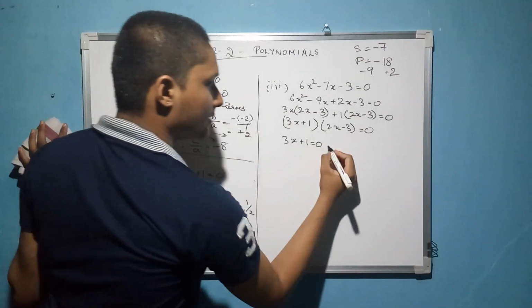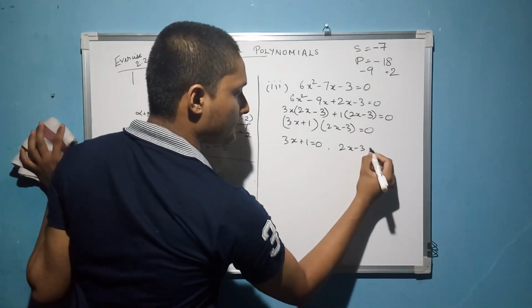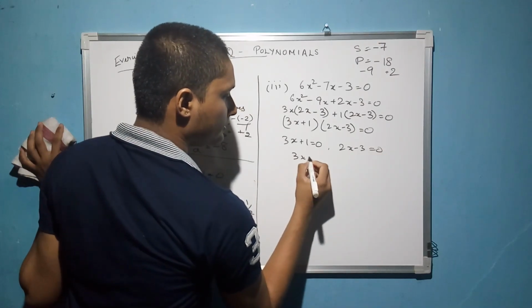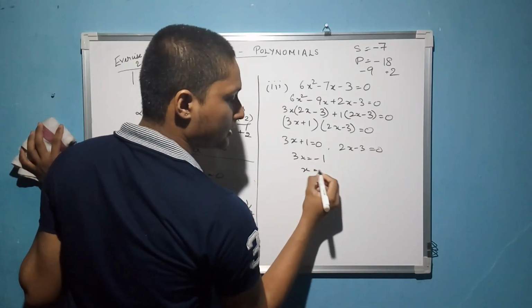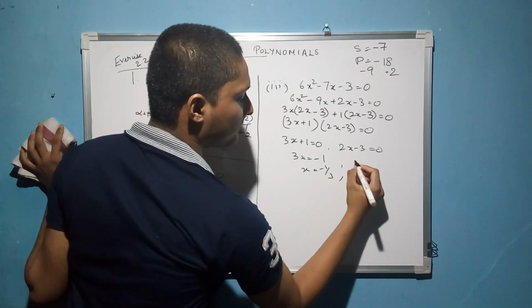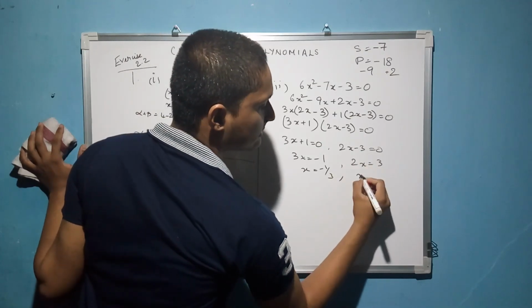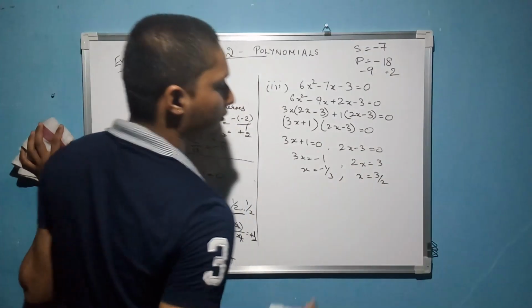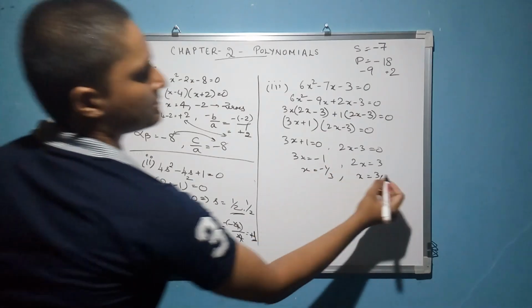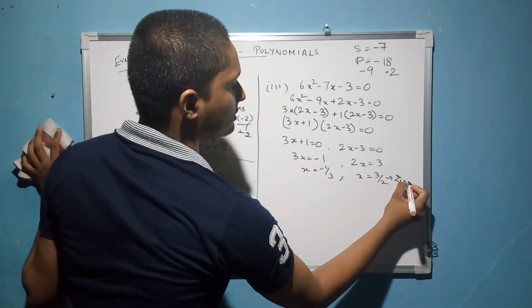3x plus 1 is equal to 0 and 2x minus 3 is equal to 0. So 3x is equal to minus 1, x is equal to minus 1 by 3. Then 2x is equal to 3, x is equal to 3 by 2. Okay, you have got two numbers now. These two are the zeros you are going to get.